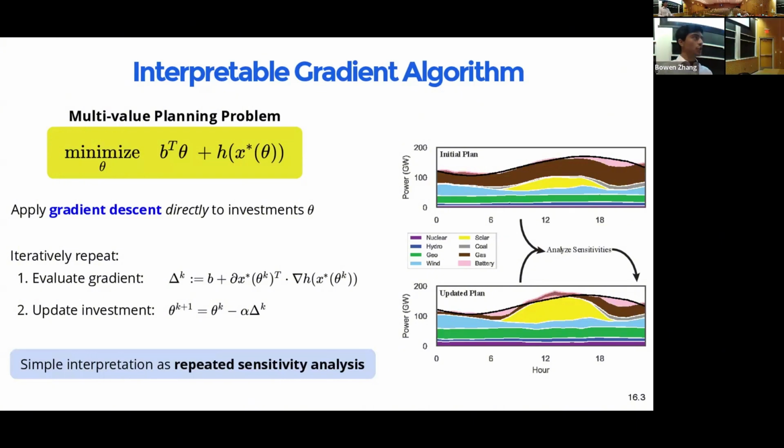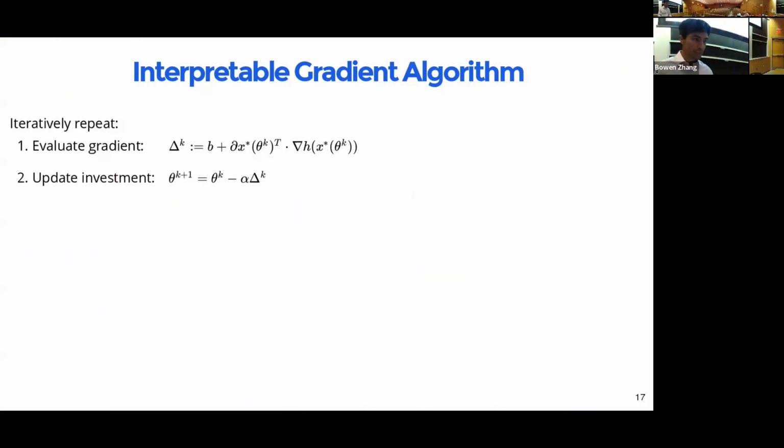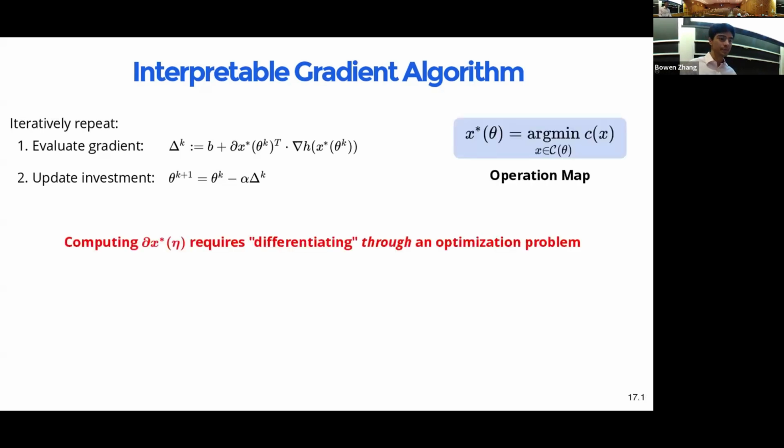Okay, so this is our proposed approach, but there's only one problem with this, which is that you might recall that this X star object that's being differentiated, this function, is actually the solution to an optimization problem. So how do you differentiate something that basically calls MOSEK or some solver and finds the optimal solution to an optimization problem? And that's a very difficult thing to do.